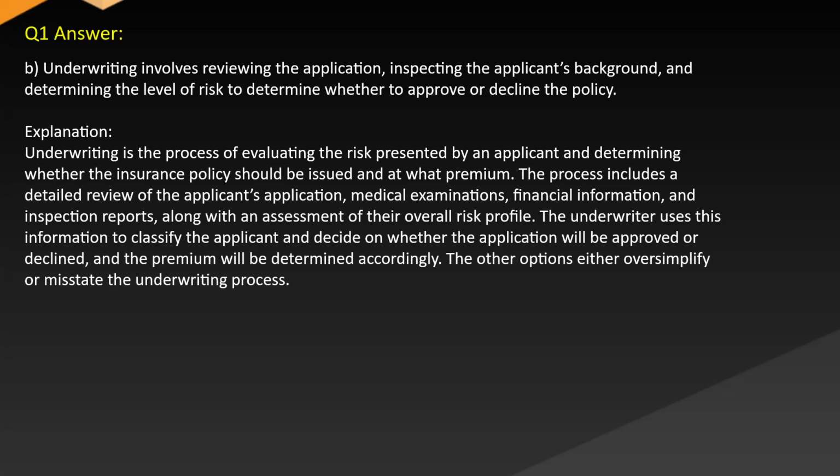The process includes detailed review of the applicant's application, medical examinations, financial information, inspection reports, along with an assessment of their overall risk profile. The underwriter uses this information to classify the applicant and decide whether the application will be approved or declined, and the premium will be determined accordingly. The other options either oversimplify or misstate the underwriting process.